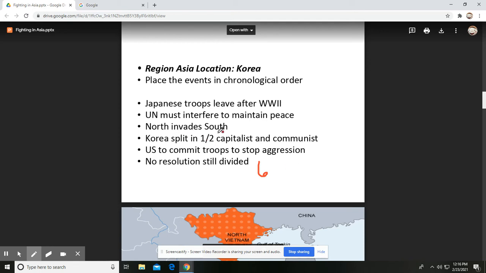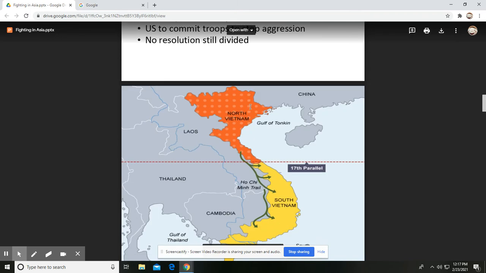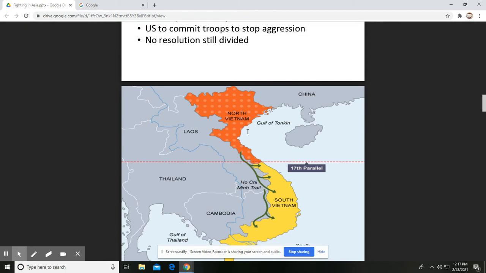We know that the North invades the South, which is going to prompt the United Nations. So we know that this has to be before this one here. Okay. So we'd have to go Japanese troops are leaving after World War II. Korea is split. At that point, the North invades the South. And you could probably figure it out from that point on. I'm not going to give away everything.